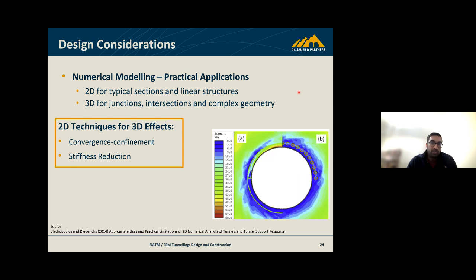Convergence confinement method and stiffness reduction. Yeah, these are again items that are used to get that 3D effect. Whether they can be fully relied upon in all cases is something that has to be assessed on a case-by-case basis.